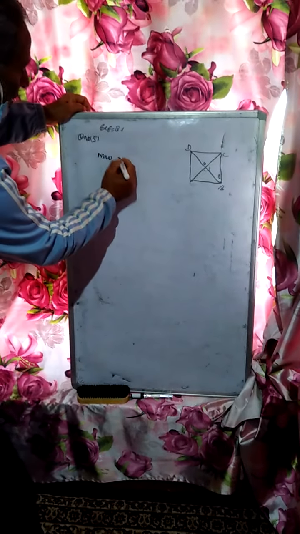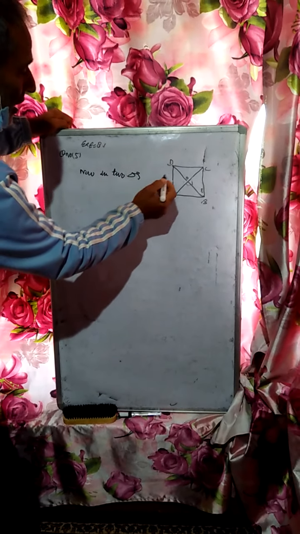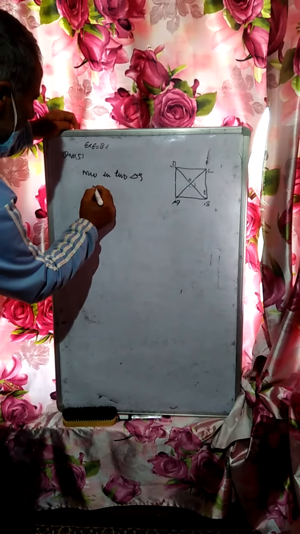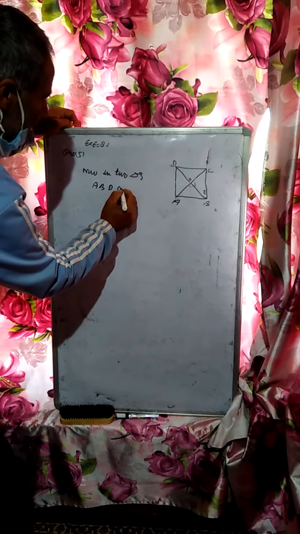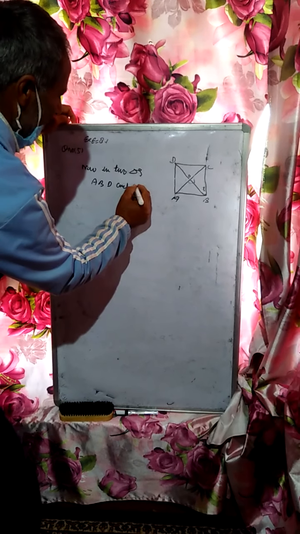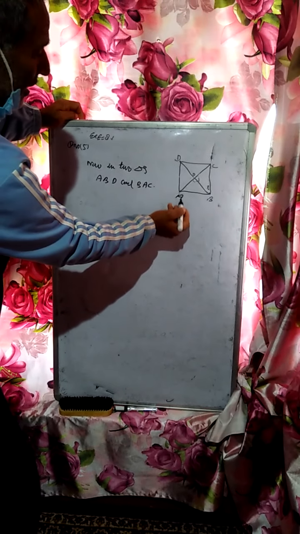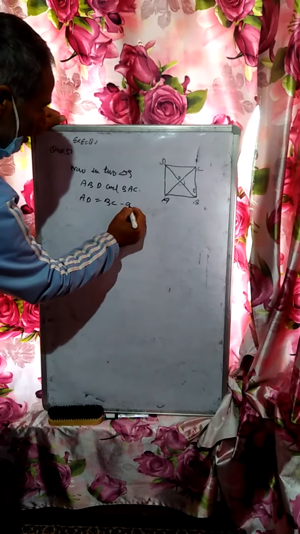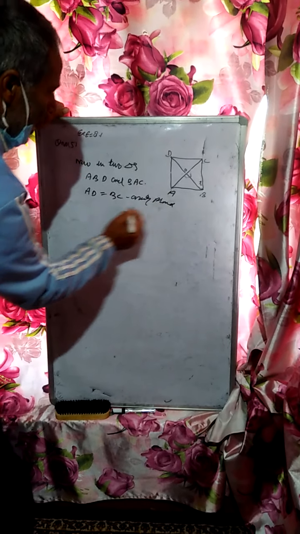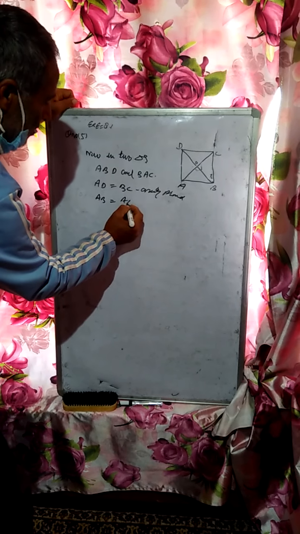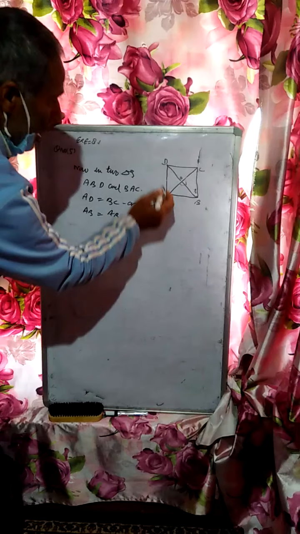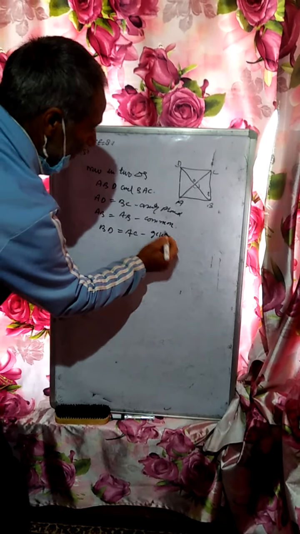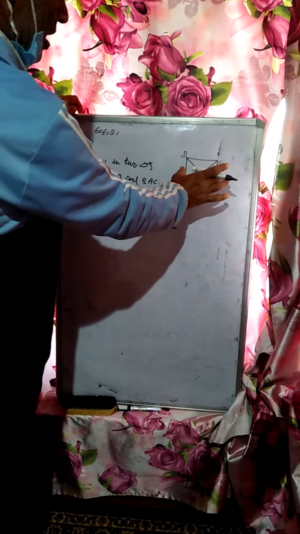Now, in two triangles ABD and BAC, we can say AD is equal to BC, already proved. AB is equal to AB, it is common. BD is equal to AC, it is given because these are two diagonals, they are equal. AD is equal to BC, these are the opposite sides of a rhombus.